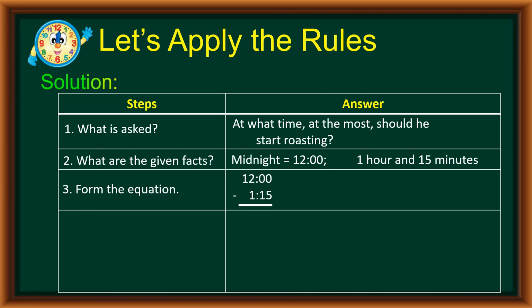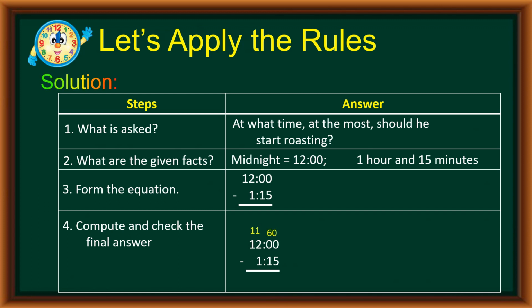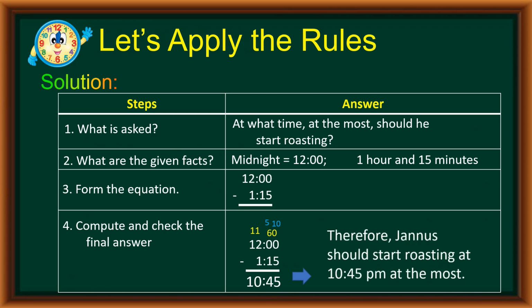And finally, our fourth step is to compute and check the final answer. Then, proceed in operating the equation. We operate by the usual subtraction of integers from right to left. We see that we cannot right away subtract, so we need to borrow. We therefore have 60 minutes, because borrowing from 1 hour means taking 60 minutes as its equivalent. We may now proceed with the usual subtraction of integers.